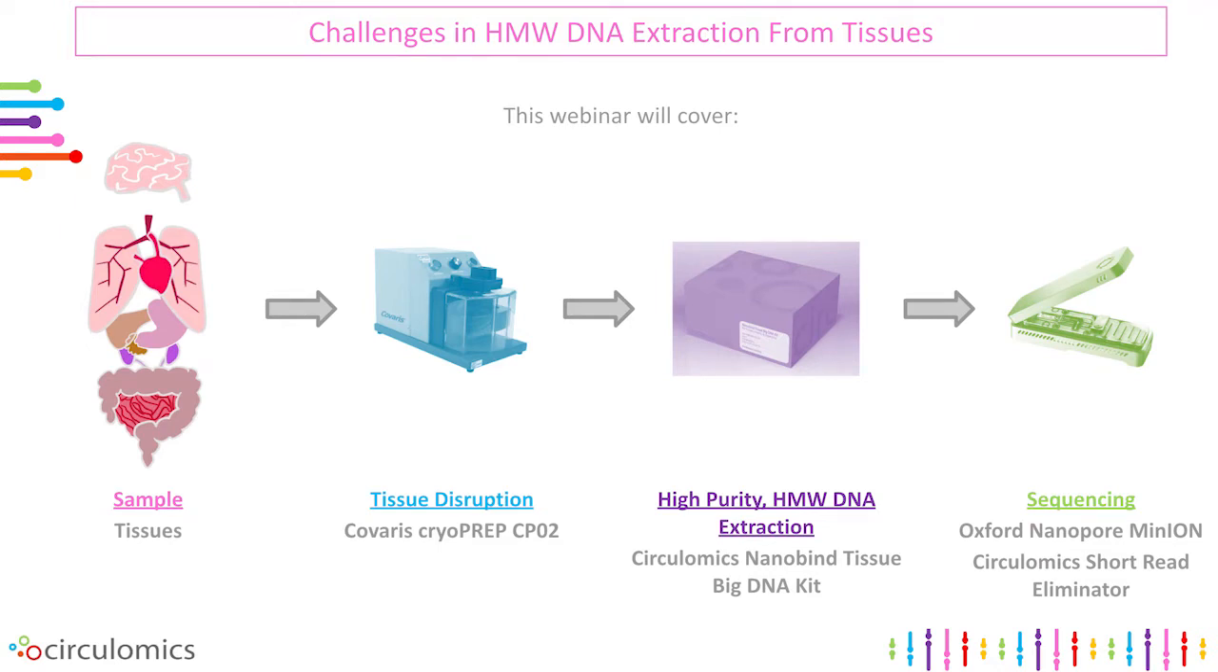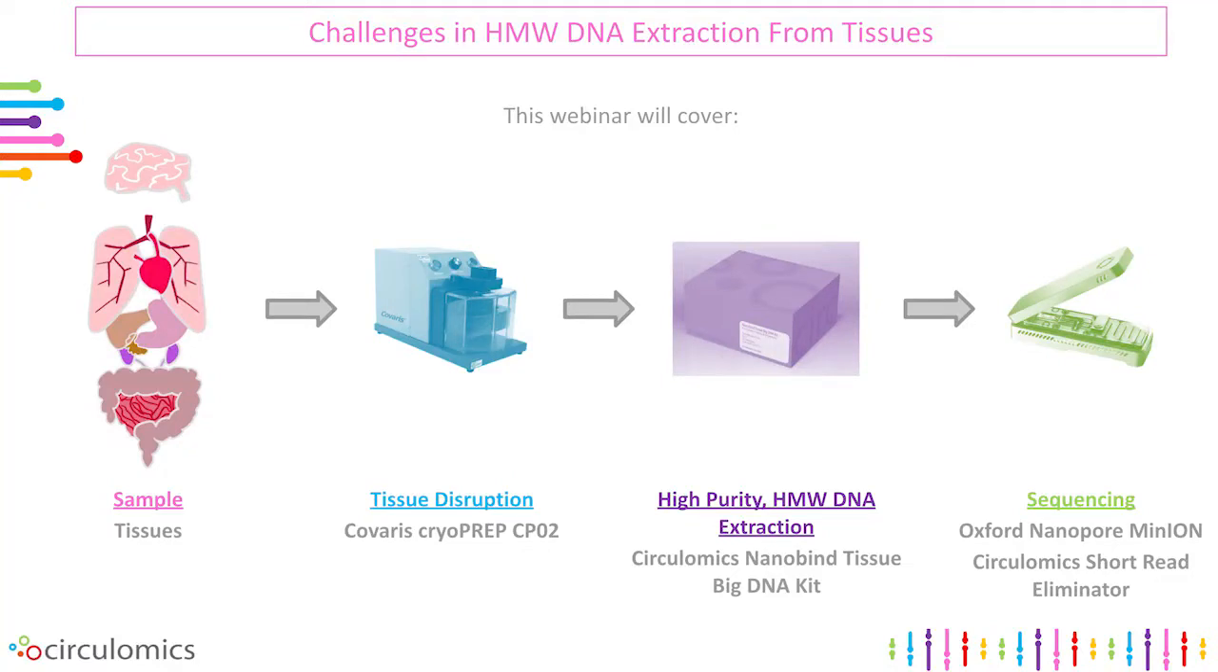The first critical element in extracting high-quality DNA is the tissue going into the extraction. One consideration is the type of tissue it is. For instance, is it fibrous? Is it difficult to break down? Does it have a lot of connective tissue? Does it have high or low nuclei density?